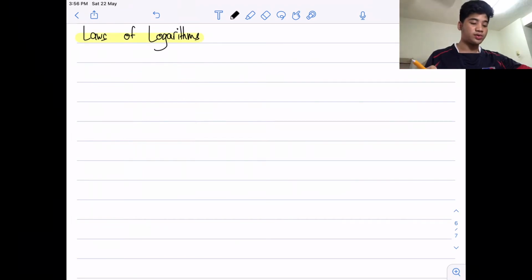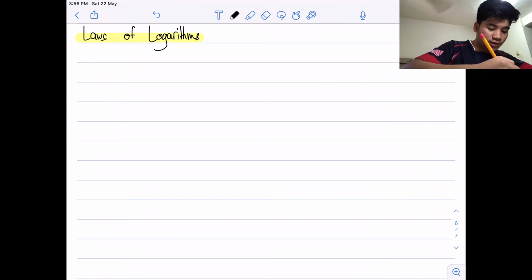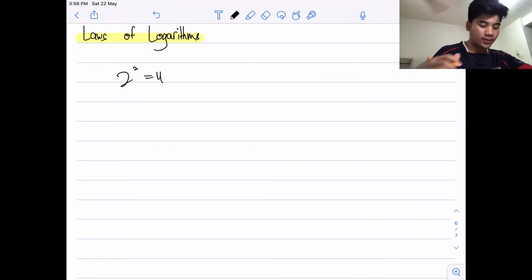Alright, now let's go into the laws of logarithms. So this must be a new topic for, well, Form 4s usually, because you already learned indices and surds in lower form. But basically the way logarithms work is like this. So let's say you've been given a normal indices, 2 to the power of 2 equals 4. So how are you to change this into log form?